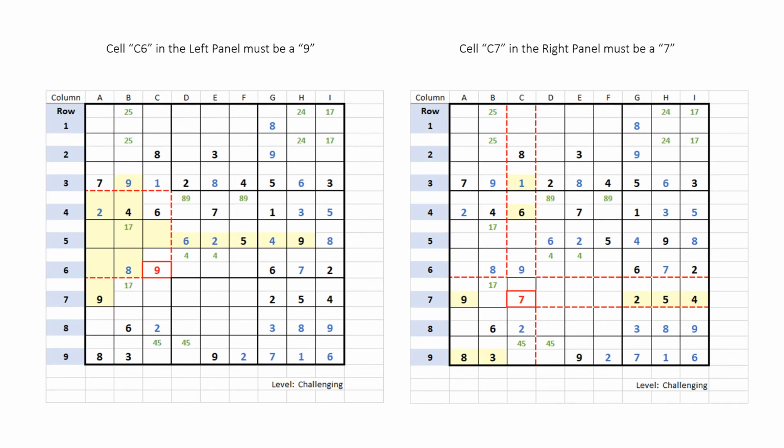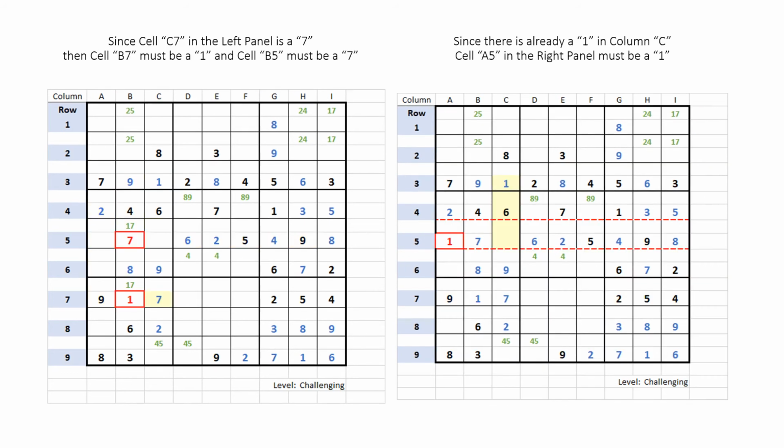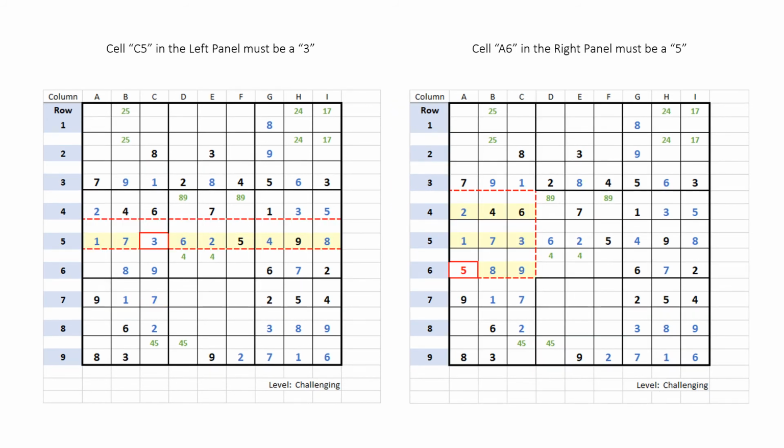Cell C6 in the left panel must be a 9. Cell C7 in the right panel must be a 7. Since cell C7 in the left panel is a 7, then cell B7 must be a 1 and cell B5 must be a 7. Since there's already a 1 in column C, cell A5 in the right panel must be a 1. Cell C5 in the left panel must be a 3. Cell A6 in the right panel must be a 5.